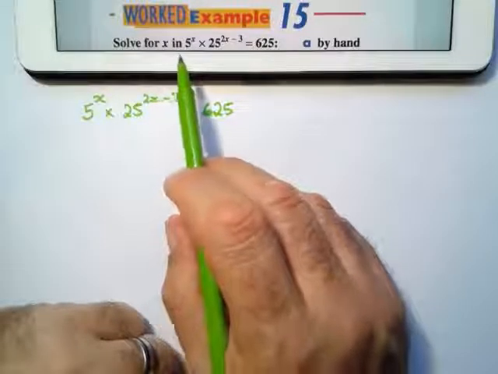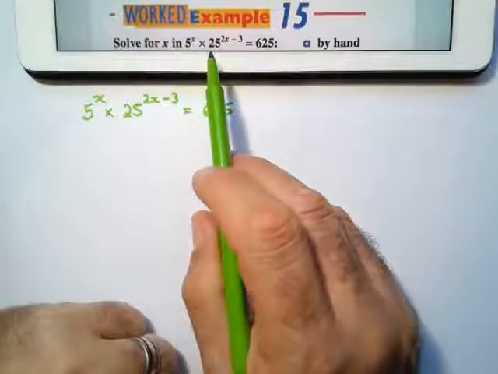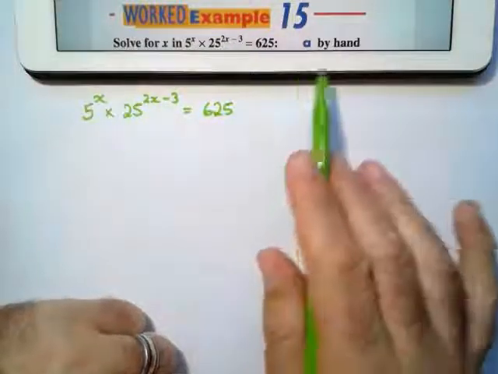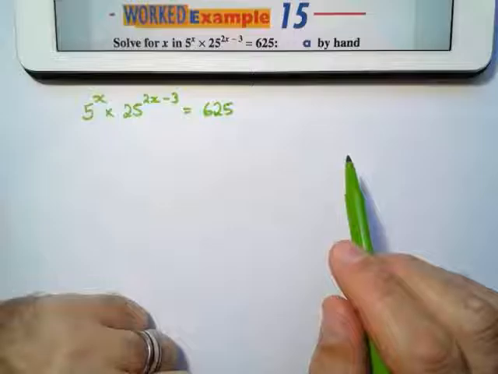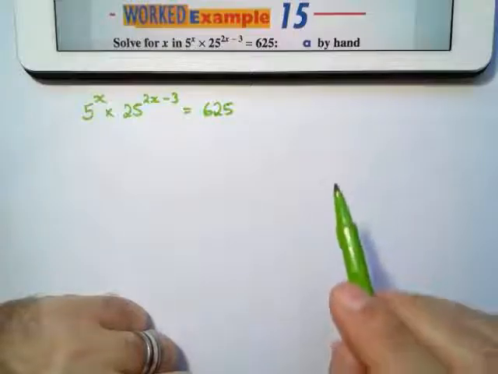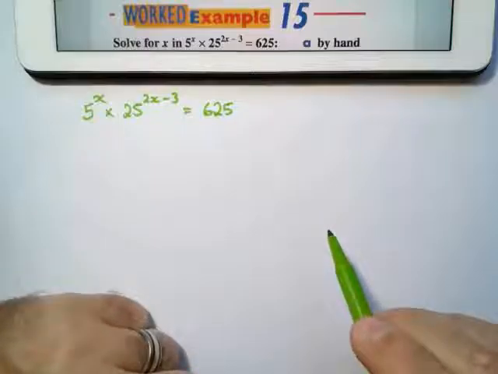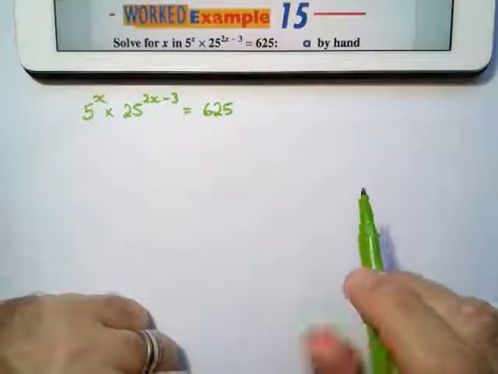Solve for x in 5 to the power x times 25 to the power 2x minus 3, which equals 625. And we're only going to do it by hand because your graphics calculator is in exam mode, and in the exam you can't use that mode. Okay, so how do we do this by hand?